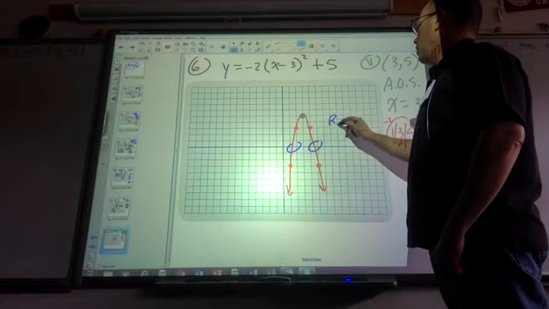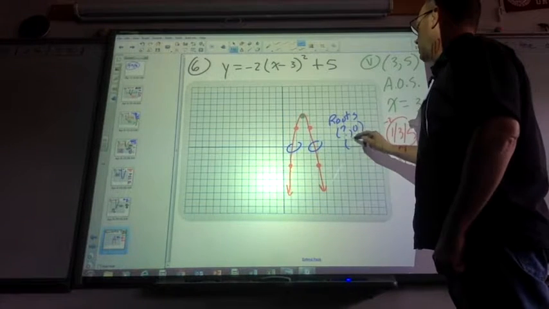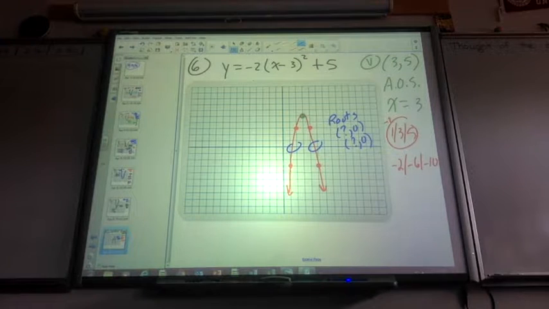Those roots are both what? Question mark, comma, 0 and question mark, comma, 0. Why do I list it twice? Because there's 2 of them. Good. You guys are following my rhyme and reason.